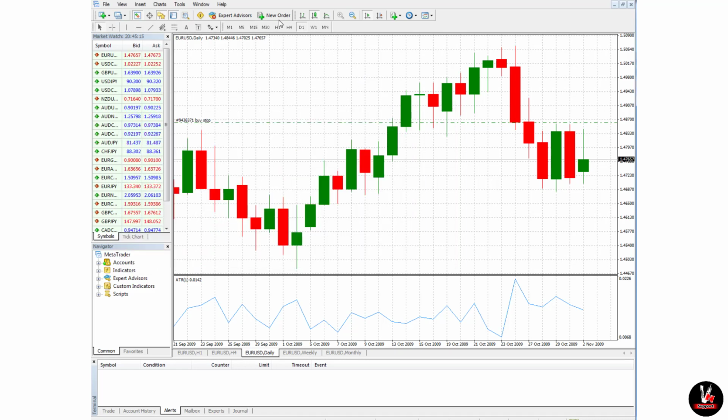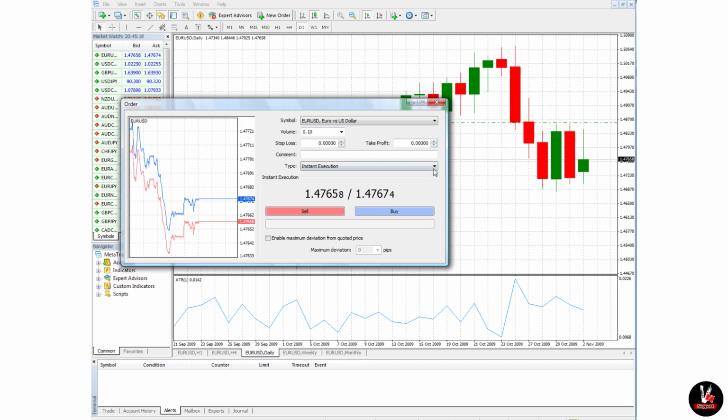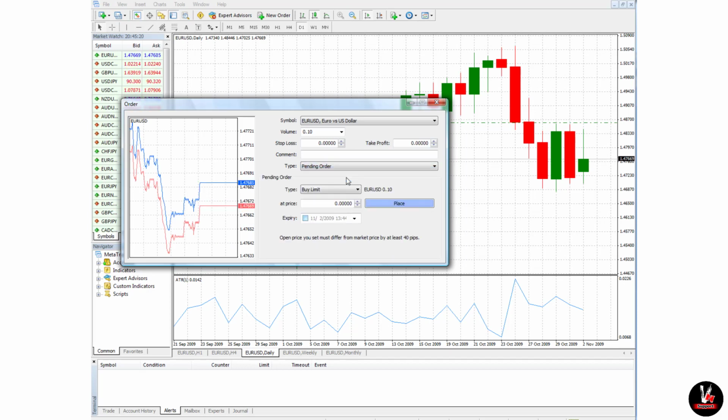Now we're going to place a sell stop at the price 1.46787. I think the problem before was perhaps I was putting the sell stop price where the buy stop price should have been. So here we go.